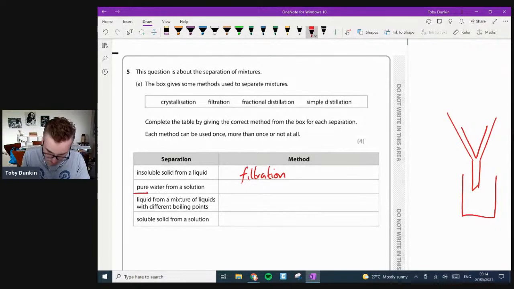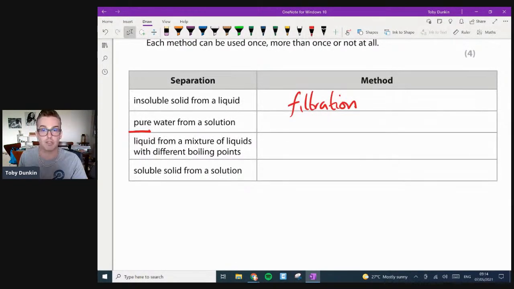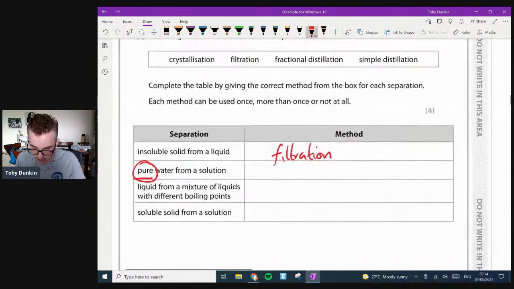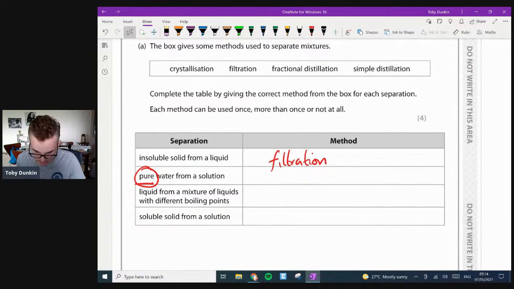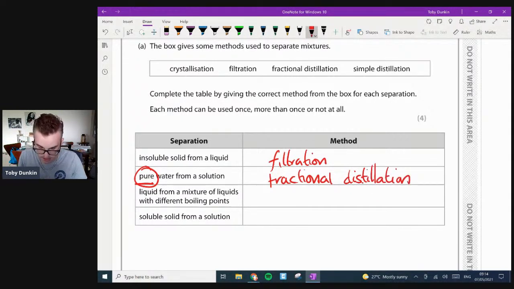Pure water, now notice, pure water from a solution, liquids from a mixture of liquids with different boiling points. Can I just point out that that question there from Edexcel is garbage? The reason being, if you want pure water, you're doing fractional distillation, because it's the only way you're going to end up with a high level of purity. Now, I want to put fractional distillation twice there, and I'm going to do it. I know that that's not what they want, but if you want pure water, simple distillation ain't going to cut it. To separate liquids from a mixture of liquids with different boiling points, that's fractional distillation.